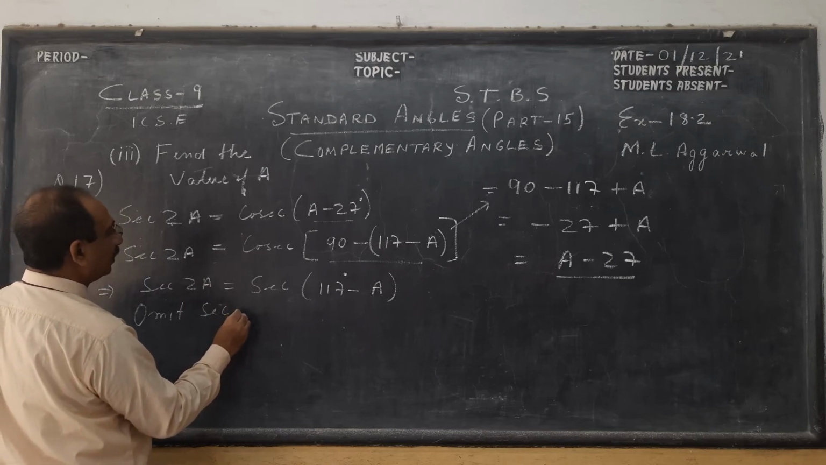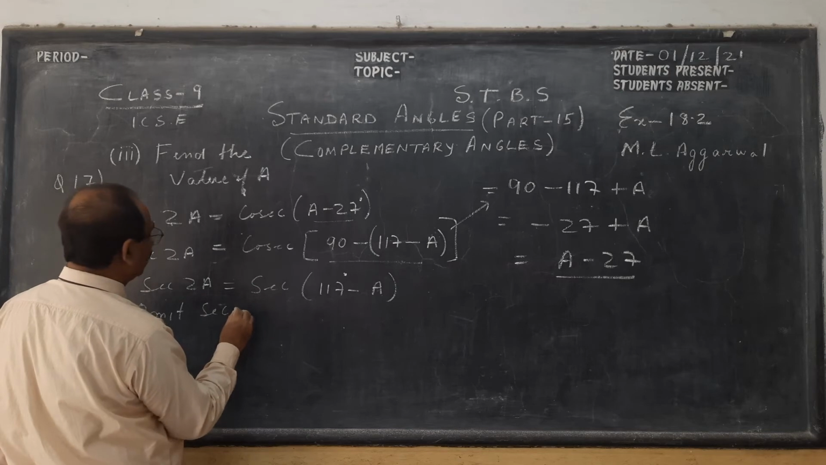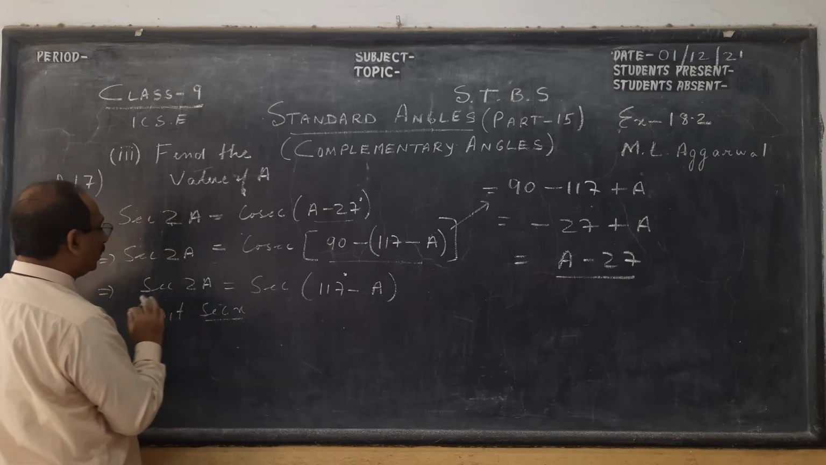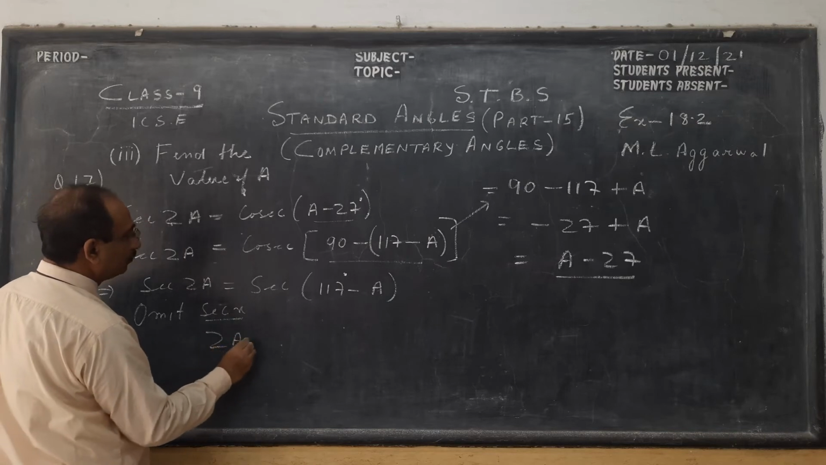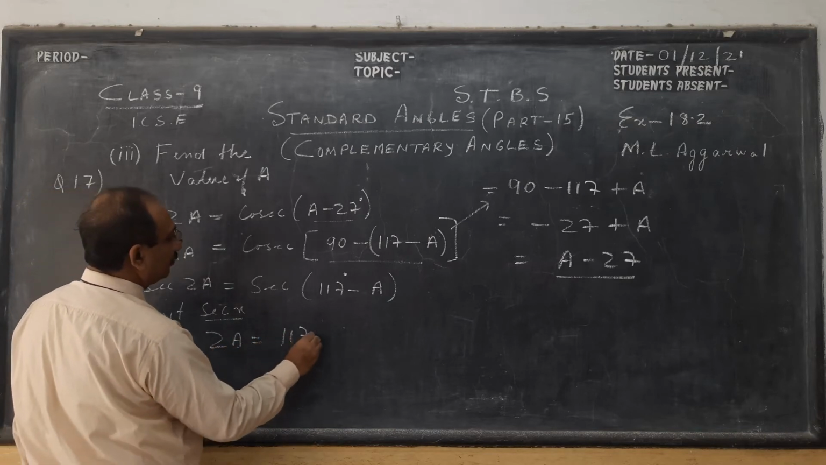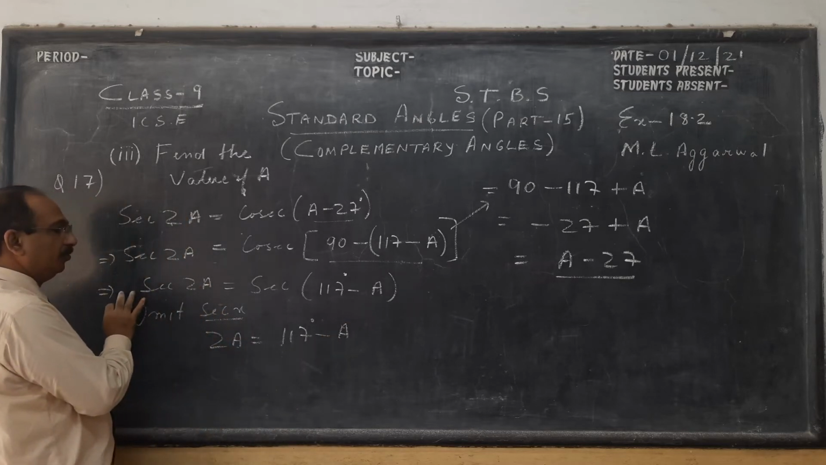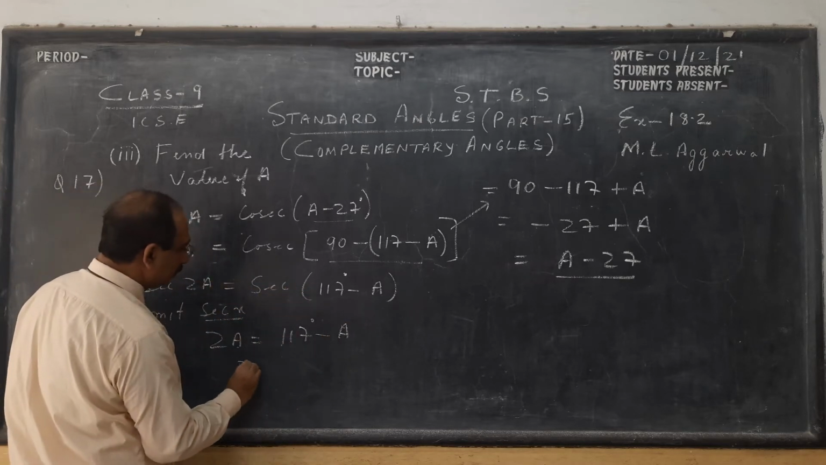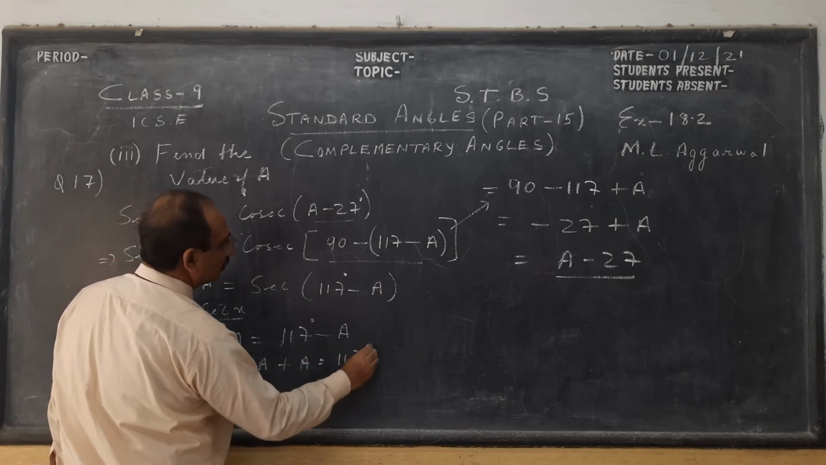Omitting sec, here I get 2a is equal to 117 minus a. This sec is removed, omitted. 2a is this. A comes here, children, with a plus sign. So this is a simple equation. Here there is nothing of trigonometry.